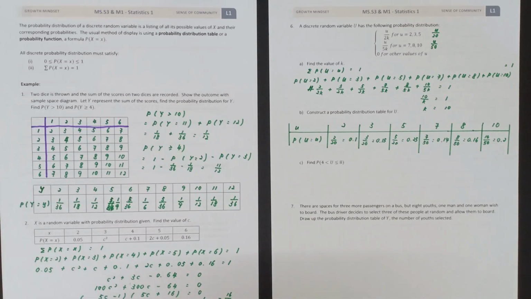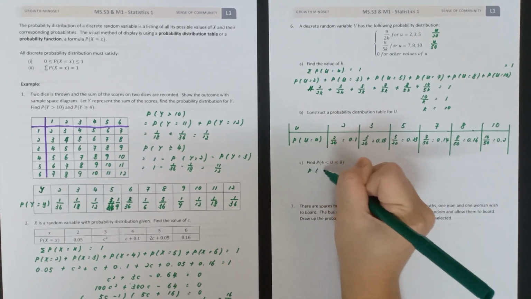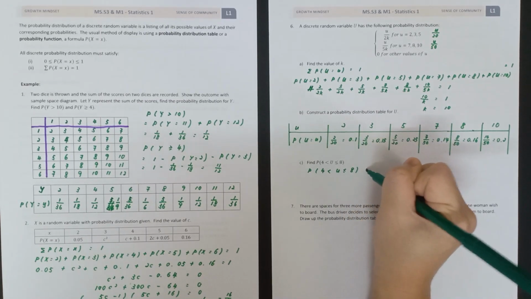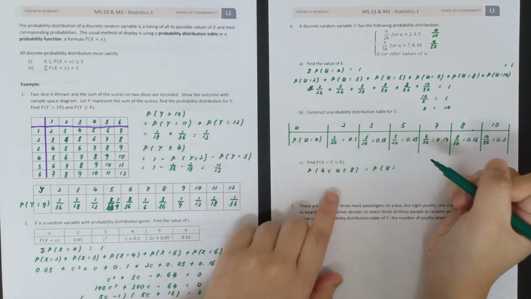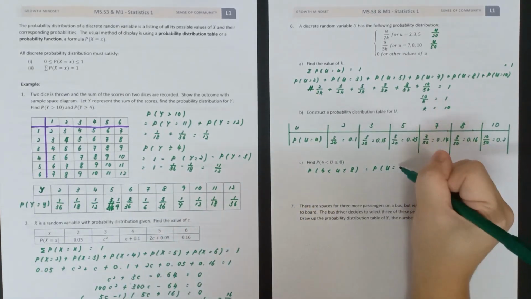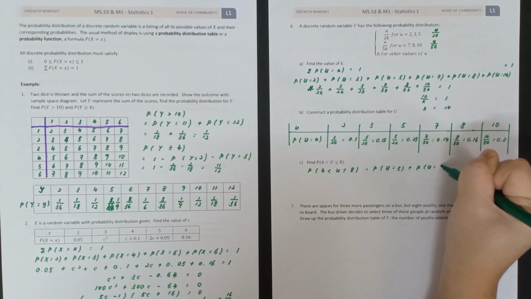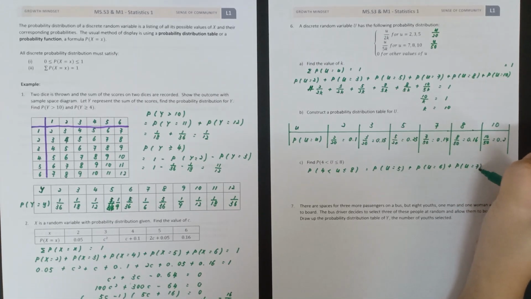Okay, so C, find the probability when U is greater than 4 and smaller or equal to 8. For this one, what you need to add together is when your U is bigger than 4, so 4 is not included, so you have 5, 6, 7, and also 8.